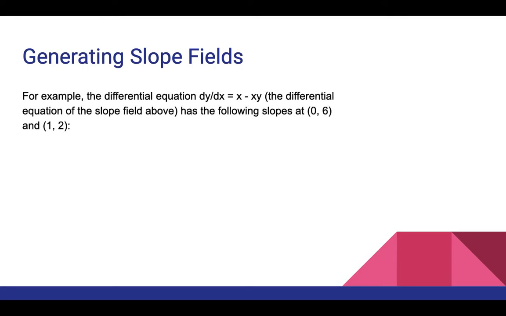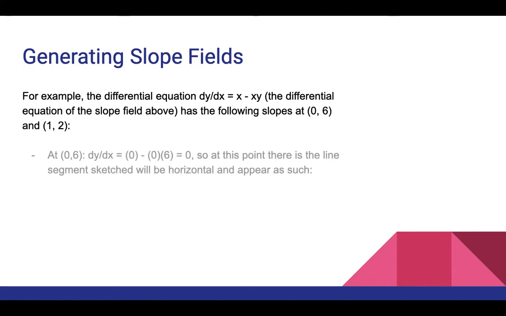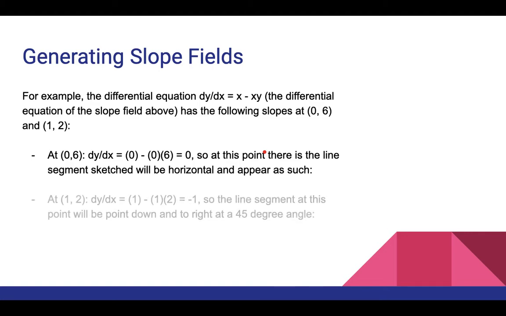Okay? So let's look at an example right here. For example, the differential equation dy over dx equals x minus xy. The differential equation of the slope field we looked at in the prior slide has the following slopes at x equals 0, y equals 6, and x equals 1, y equals 2. So at x equals 0, y equals 6, we get dy over dx equals 0 minus 0 times 6 equals 0. So at this point, that tells us the line segment sketch will be horizontal and appear as such.